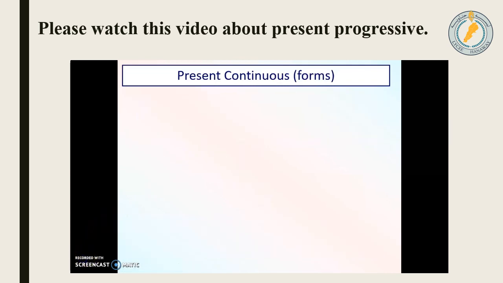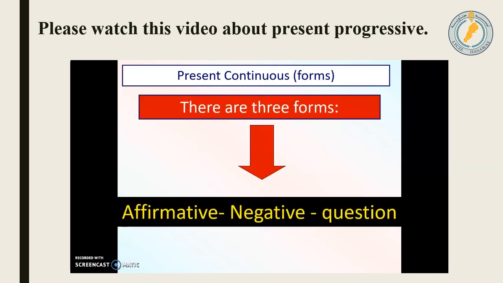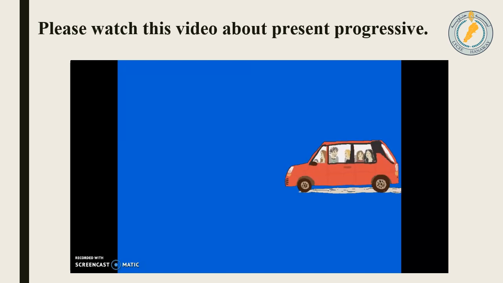Now let's see the forms of the present continuous tense. We have three forms. What are these three forms? They are the affirmative form, the negative form, and the question form. Let's start with the affirmative form.